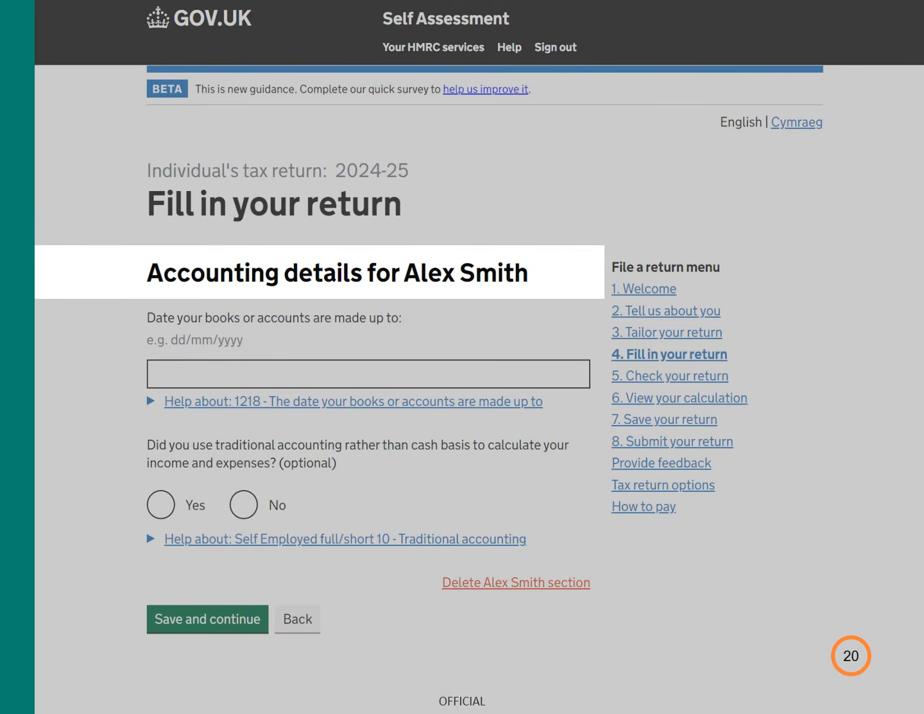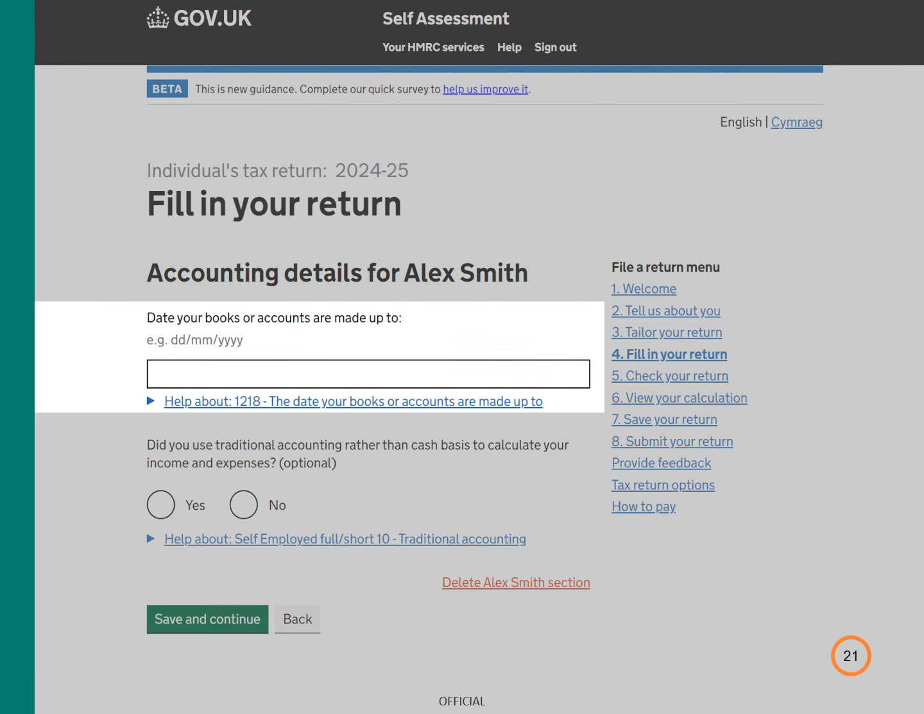On this next page, we ask about your accounting details. Firstly, tell us the date your books or accounts are made up to. It's usual for people to keep their business records to the same date each year. This is your end of year date or accounting date. As the tax year ends on the 5th of April, many people use this as their accounting date.